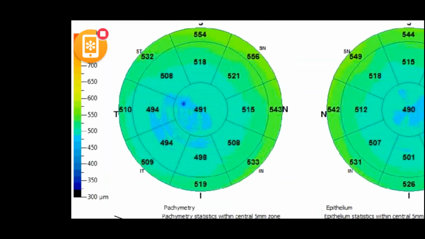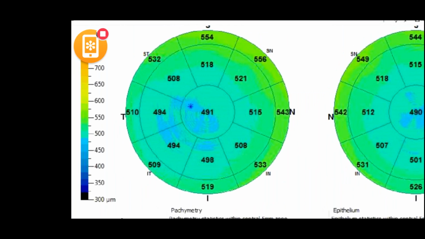This is a pachymetry. So you see the thinnest point over here. Can you see the thinnest point? You see that dot? Okay, that's the thinnest point. And this is the center of the cornea, all right? And this is the thinnest spot. And this is the other eye.